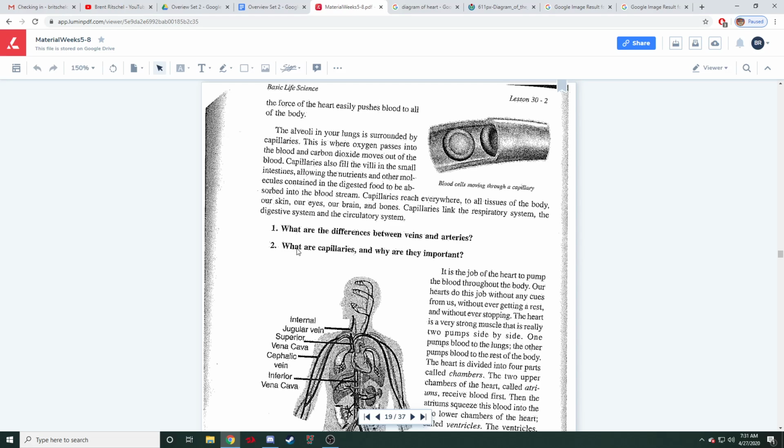After that, answer the question, what are capillaries and why are they important? Again, defining what capillaries are, making sure we're doing what the question says, and then explaining why they're important or why you think they're important. After you do the close reading, these questions will make sense.